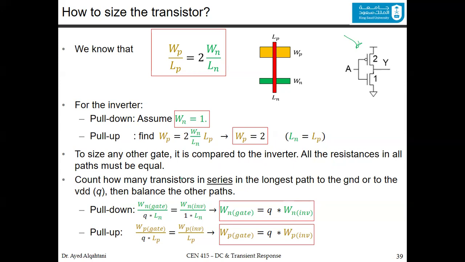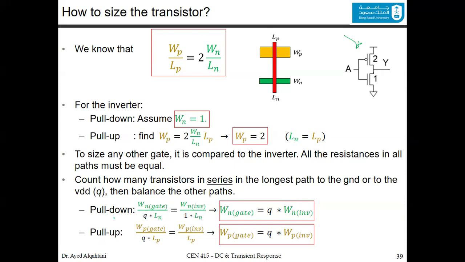Now, count how many transistors are in series in the longest path to the ground or to the VDD. And from that, you find the value Q, which is how many in series I have in the longest path on the ground or the longest path to the VDD. And then you balance the other paths based on the value of Q. How? First, let's figure out the pull down and then the pull up.